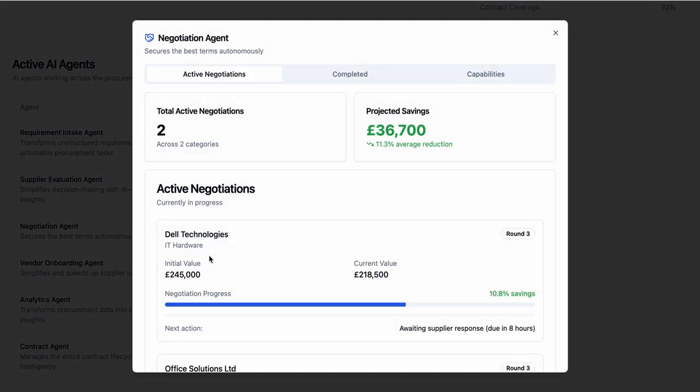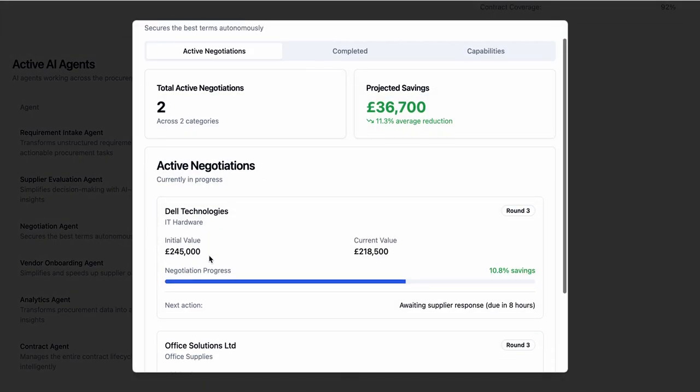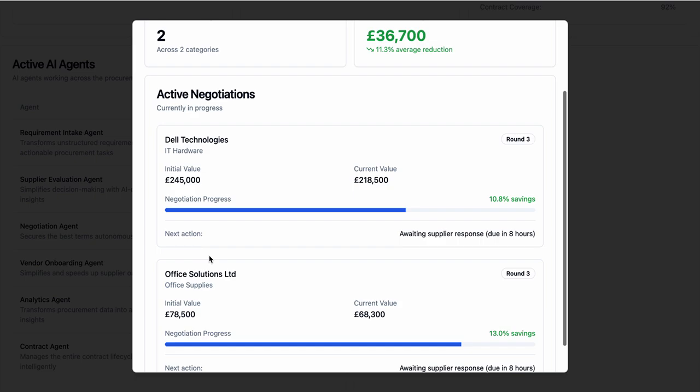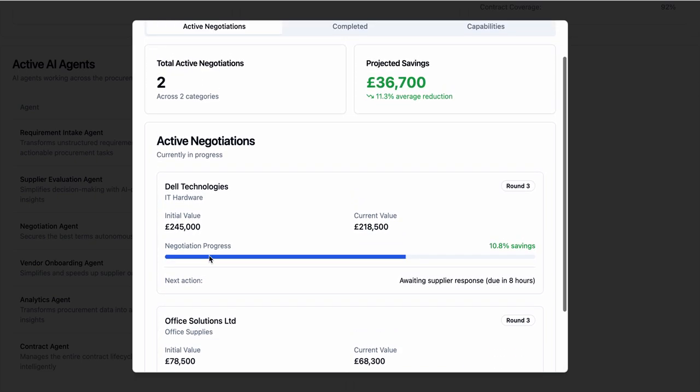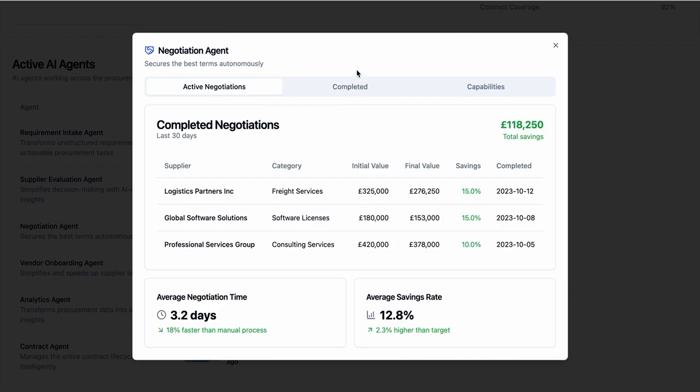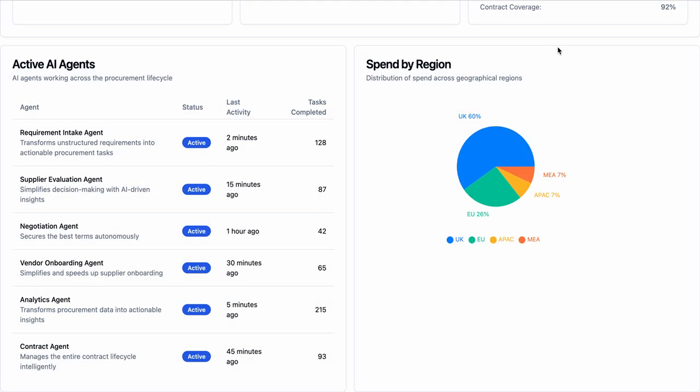There can be a negotiation agent, and a lot of negotiations can be ongoing where the agent takes control of the email exchange and discussion with different suppliers. And in those negotiations, it can actually bring in savings for you over time by automating the negotiation process, taking the emotion out of it.